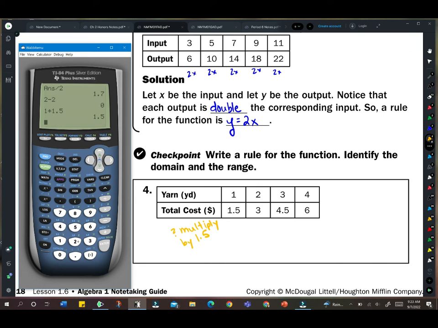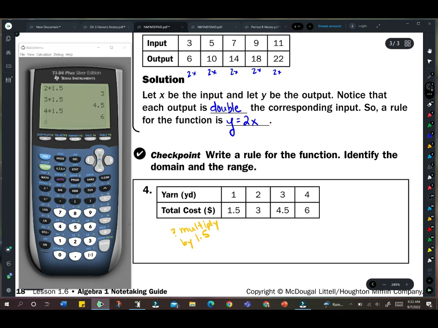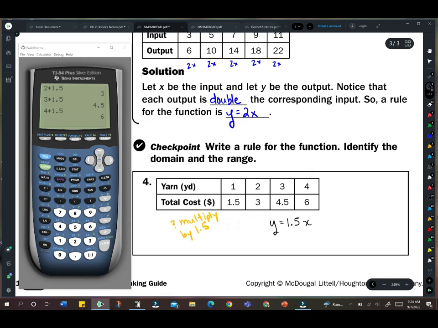Well, let's try it out. 1 times 1.5 is 1.5. That works. 2 times 1.5, that's 3. 3 times 1.5 is 4.5. And 4 times 1.5 is 6. So yeah, that's what's going on each time there. The rule would be y is equal to 1.5 times x.